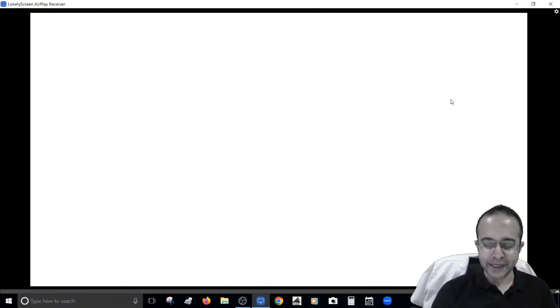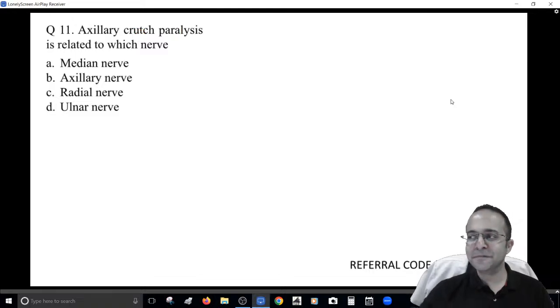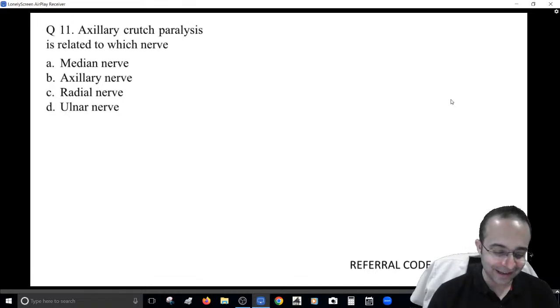Perfect. And can anyone help me out with this one? Axillary crutch paralyzes which nerve? Come on, so easy. See? Neha says radial nerve. Yes, you're absolutely right, Neha. The answer is radial nerve.